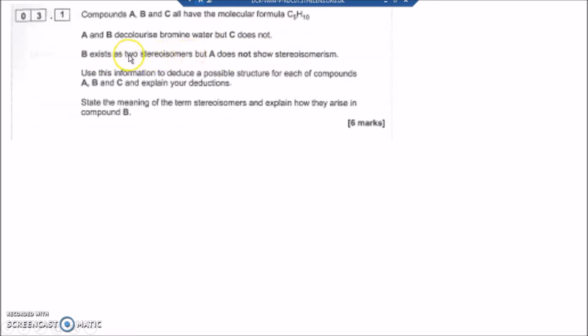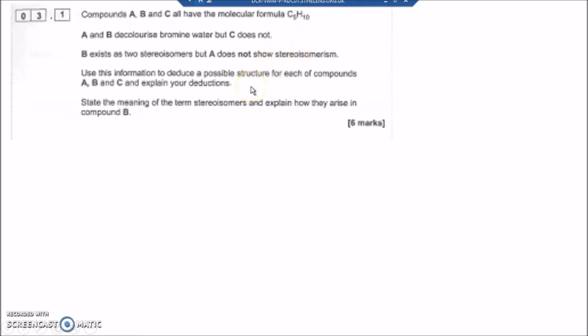So the double bond. Stereoisomers are geometric isomers at AS level. Geometric isomers means that there's a double bond in there, and the double bond has no free rotation. So stereoisomers can have the same structural formula but different positions of atoms in space. And B has got geometrical isomerism, so it means to the left of the double bond 2 of the groups are different, and to the right of the double bond 2 groups are different. A has a double bond but does not show geometrical isomerism, and so to the left of the double bond 2 of the groups must be the same, or to the right of the double bond 2 of the groups must be the same.